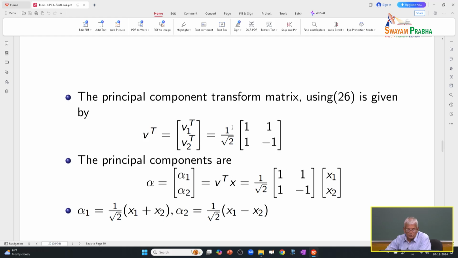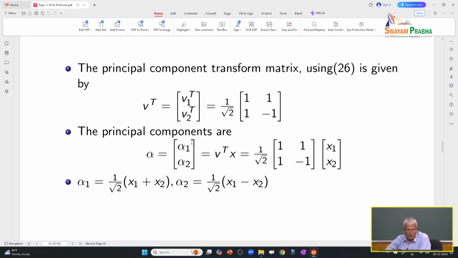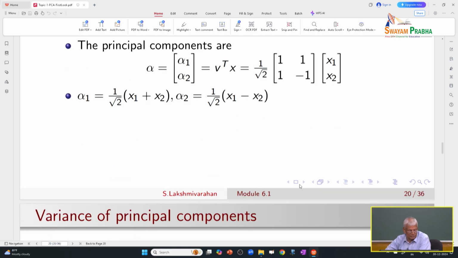So V transpose is 1 over square root of 2, [1, 1; 1, -1]. The principal components: alpha = V transpose x. So this is V transpose, this is x. Therefore, alpha 1 is equal to 1 over square root of 2 (x1 plus x2), alpha 2 is equal to 1 over square root of 2 (x1 minus x2). So given x and its covariance, I have now computed the principal components, alpha 1, alpha 2.